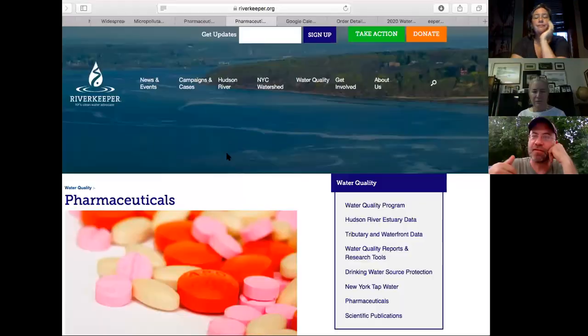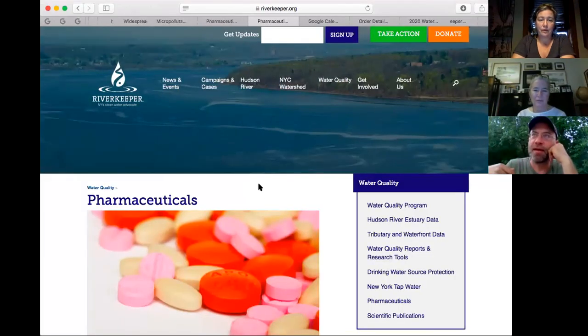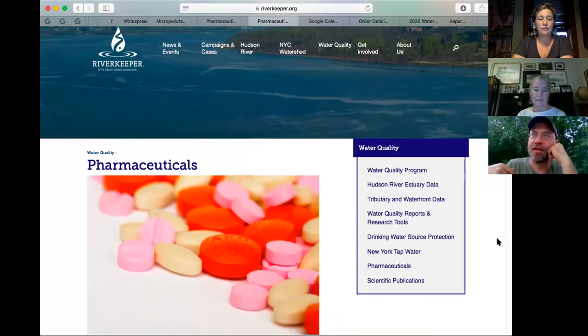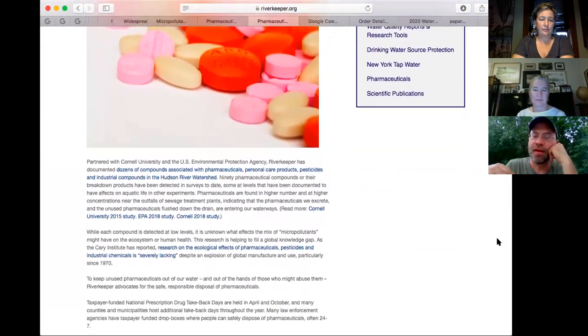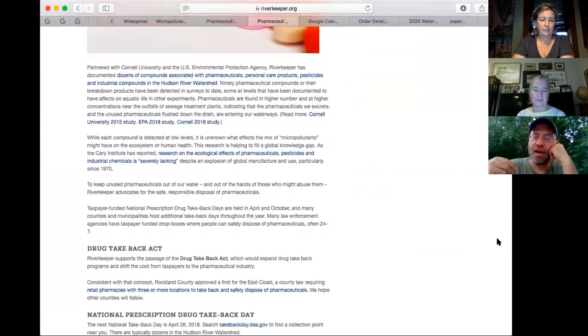We also lobbied for the Drug Take Back Act in 2018, and actually this study we were talking about, the EPA did, was cited by the state in their study of what to do and why to do it about pharmaceuticals leading up to that act's passage.